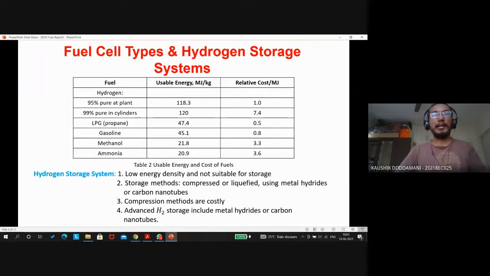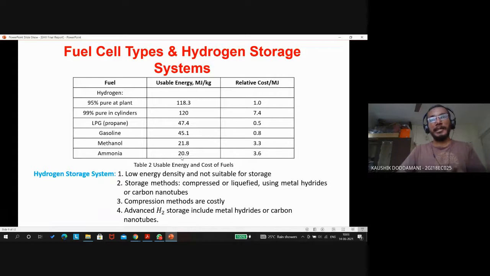So these two are comparable, like LPG and gasoline. Coming to methanol, methanol doesn't even rank as compared to LPG and gasoline. It has a usable energy of 21.8 and a relative cost of 3.3. And ammonia, as I mentioned earlier, like LPG and gasoline can be compared to each other, similarly, methanol and ammonia are comparable to each other.